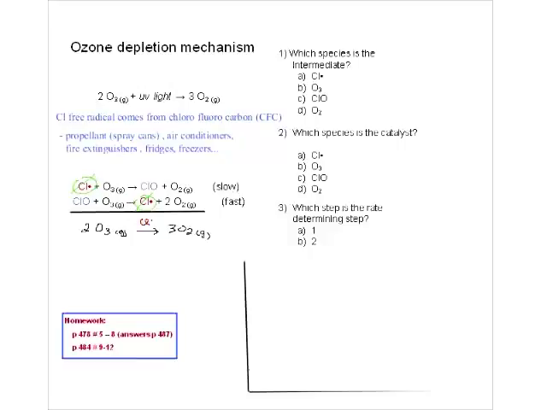Okay? The ClO in this particular reaction is produced and then immediately consumed. It disappears. That's going to act as an intermediate. And I've got multiple choice questions there. Number 2, which is the catalyst? Well, we now know it's the Cl minus. Which is the rate determining step? That's easy enough. It's always the slow one.